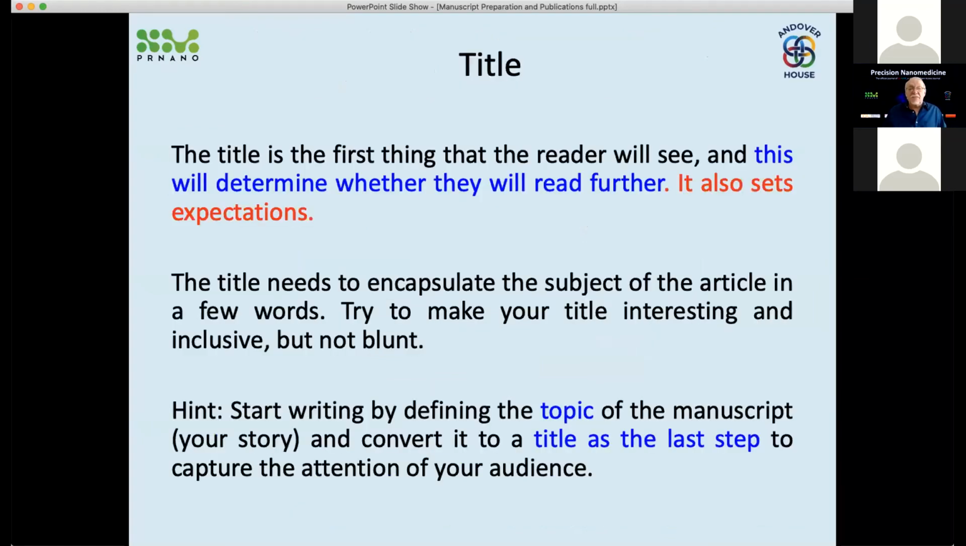So the title. The title is the first thing that the reader will see, and this will, as I said, determine whether they read further. And very important, it also sets expectations. So if your title is not right and they expect something else, don't be surprised if they get different things and they will be disappointed.